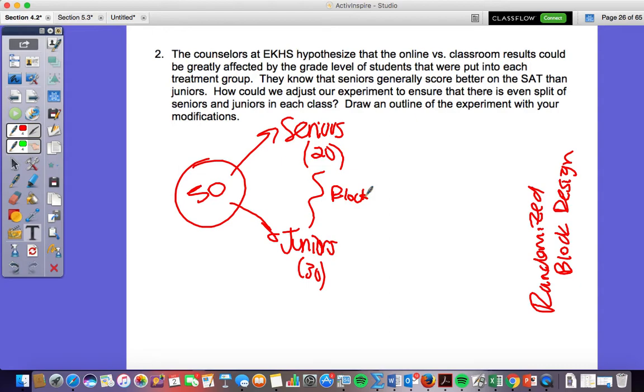Okay? So then what do we do once we've blocked? Literally, it's like 2 experiments going on now. So now what we do here is split again. You randomly assign. There you are, randomly assigned. So we're literally starting over again. Okay? So this would be random assign. Good. This is random assign.